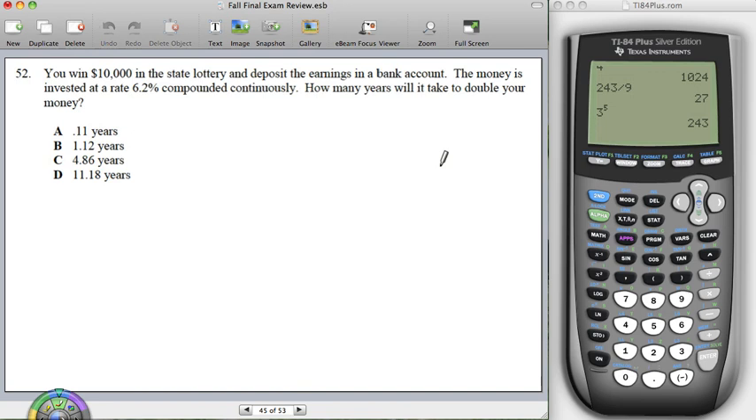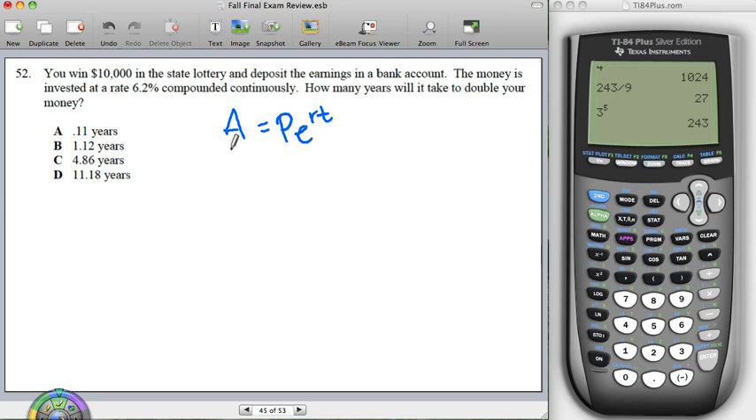52, you win $10,000 in a state lottery and deposit the earnings into a bank account. The money is invested at a rate of 6.2% compounded continuously. How many years will it take to double your money? You're going to use the PERT formula, because that's for compounding continuously.